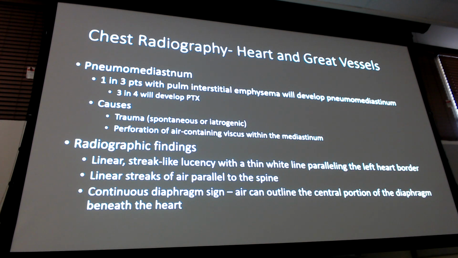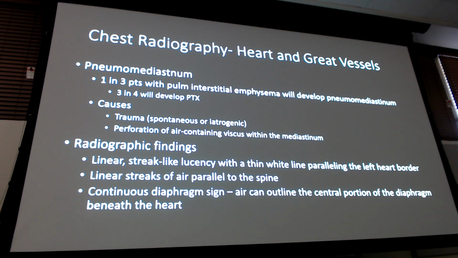And then what are we looking at? Big fancy words for radiolucent: linear streak-like lucency with a thin white line paralleling the left heart border. What? We'll look at it on pictures. Okay? You can also have linear streaks of air parallel to the spine. And the key thing for you guys here, one of the things that jumps out the most once you learn how to see it, is the continuous diaphragm sign.